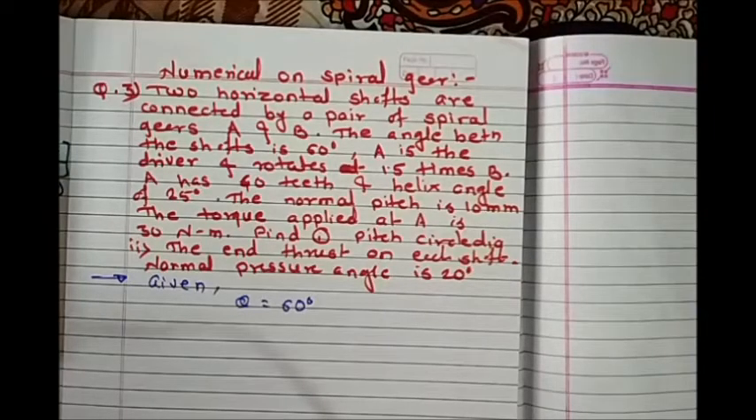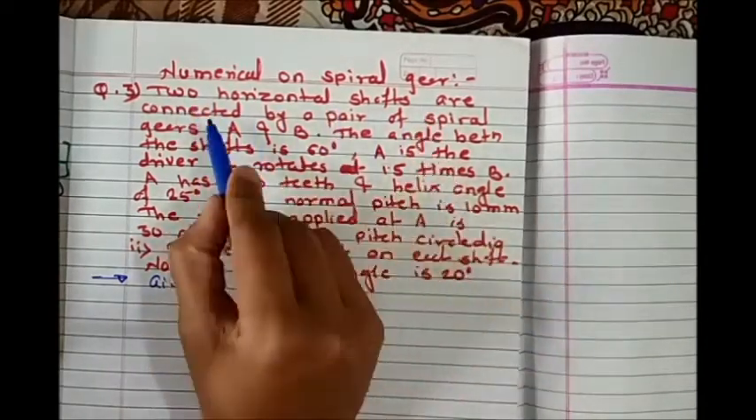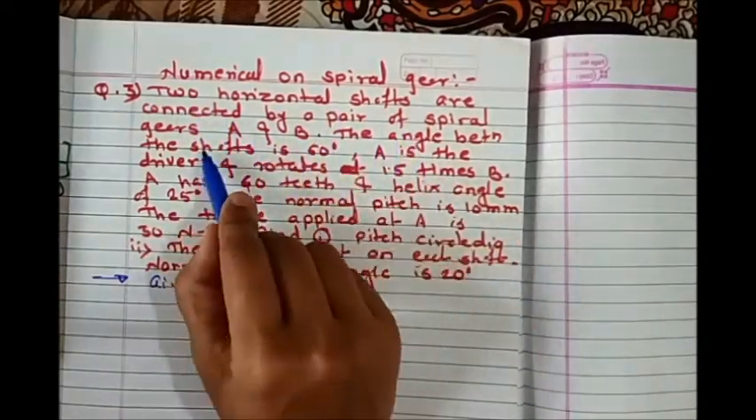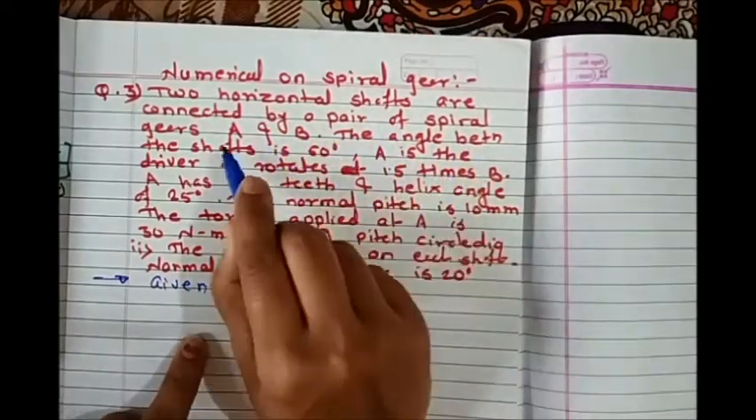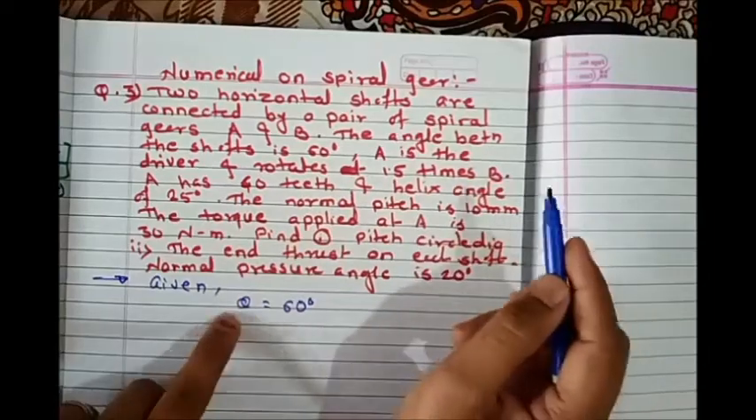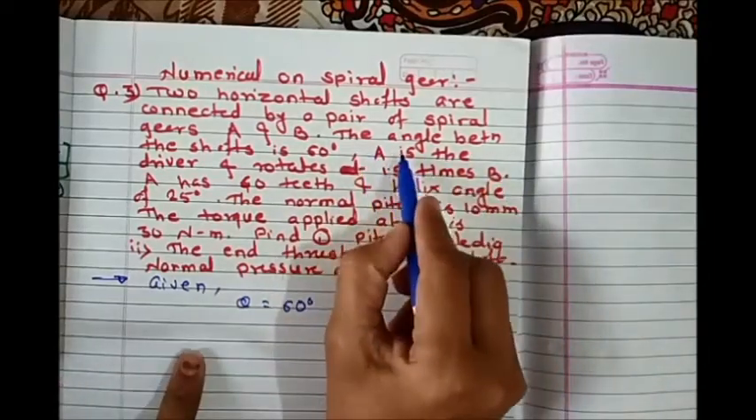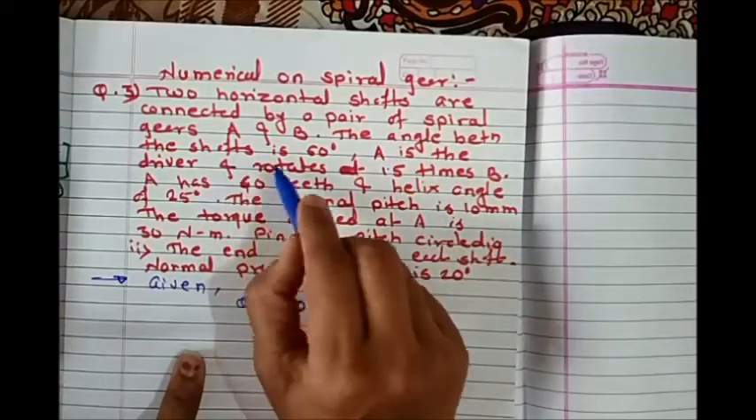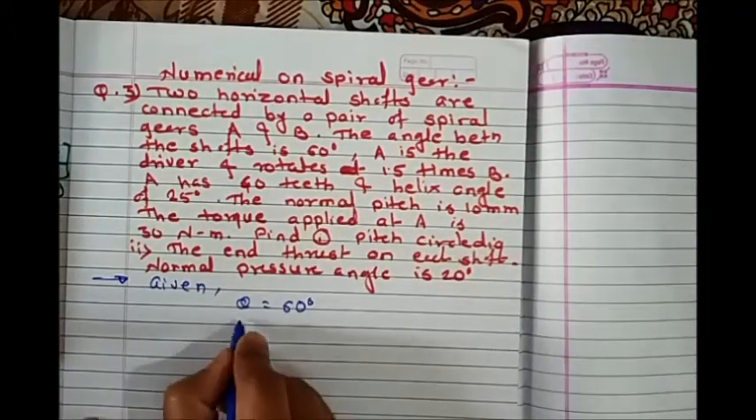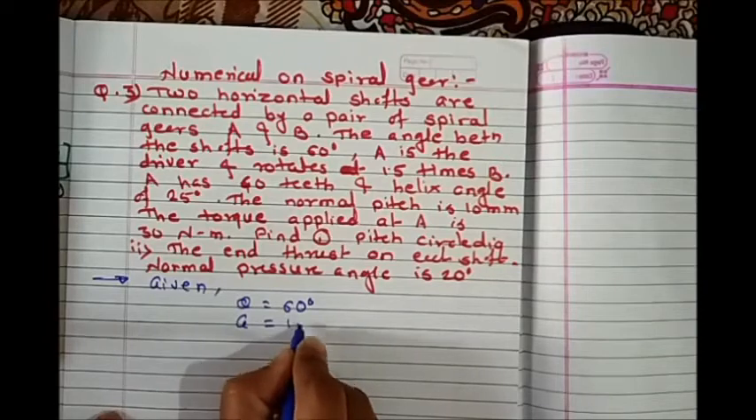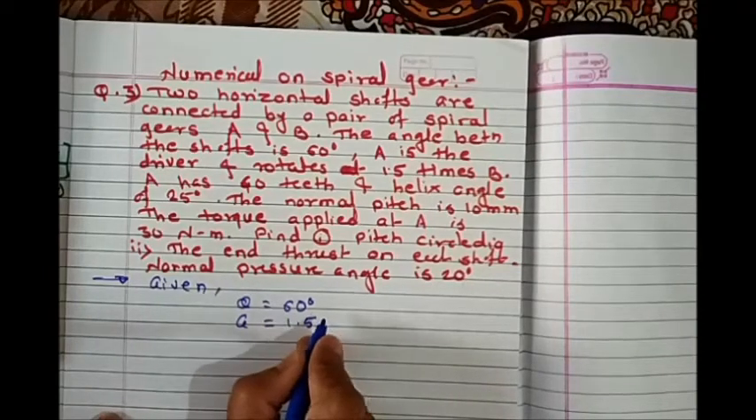Hello everyone, let's take the next type of numerical based on spiral gear. Here we have the statement: two horizontal shafts are connected by a pair of spiral gears A and B. The angle between the shafts is 60 degrees, so theta is equal to 60 degrees. A is the driver and rotates 1.5 times B. It means the gear ratio is given.